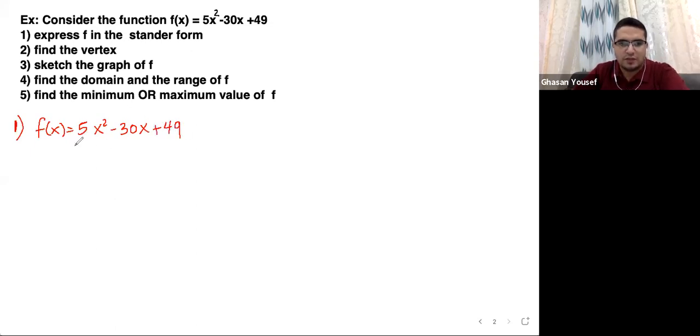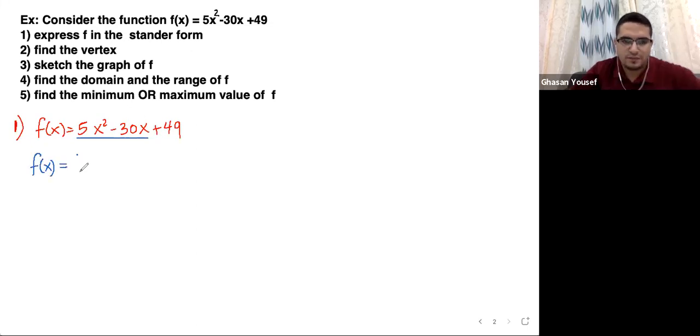First of all, we have to take the first two terms, the terms that have x, the variable x. Then we have to factor the 5 from the first two terms. So after we factor it, what are we going to get?